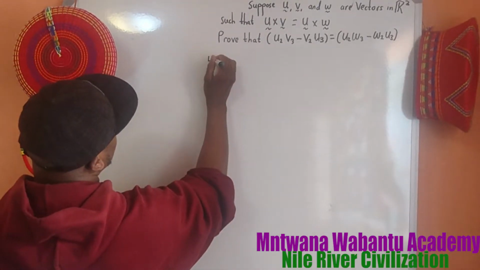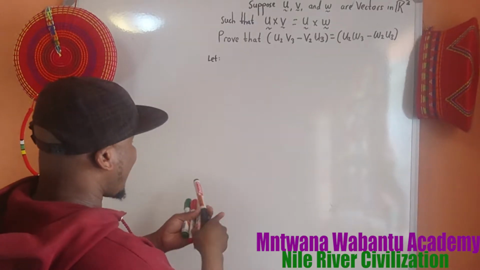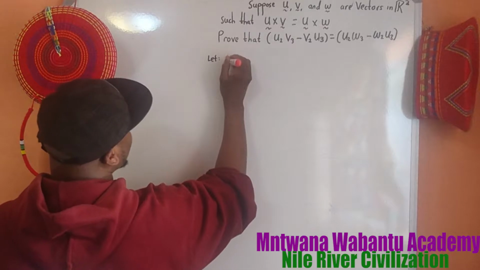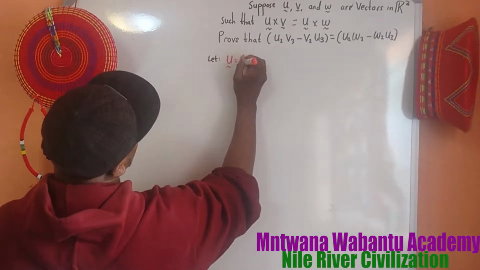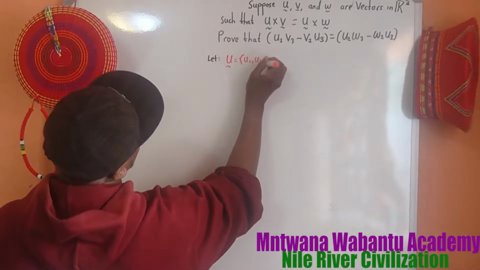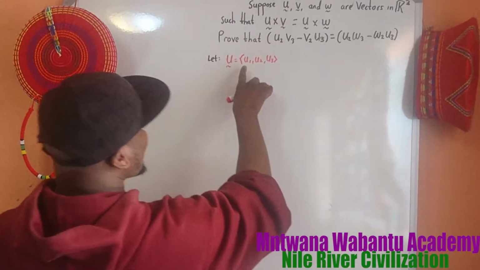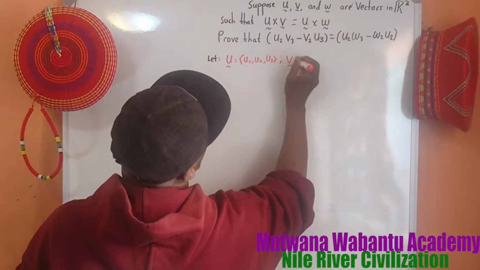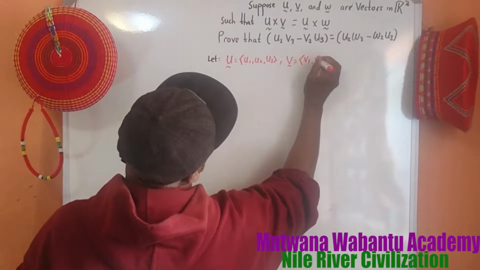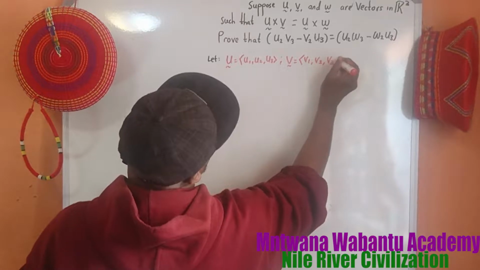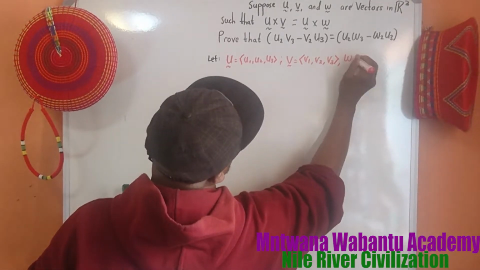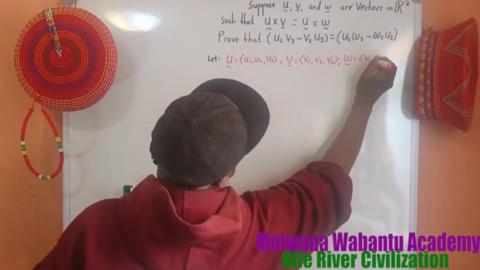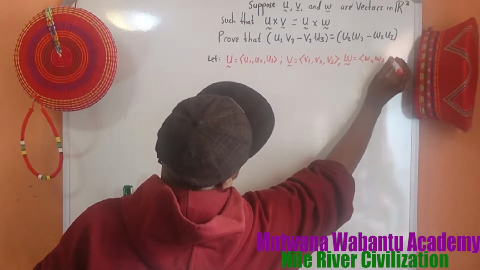Let's use the pen. I'm going to let vector u equal u1, u2, and u3, meaning this could be 1, 2, 3 in a vector. And vector v, let's call it v1, v2, v3, and vector w equal w1, w2, and w3.